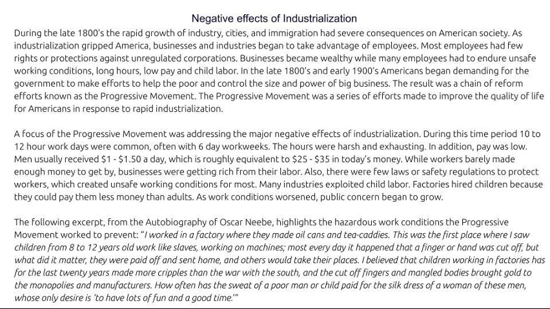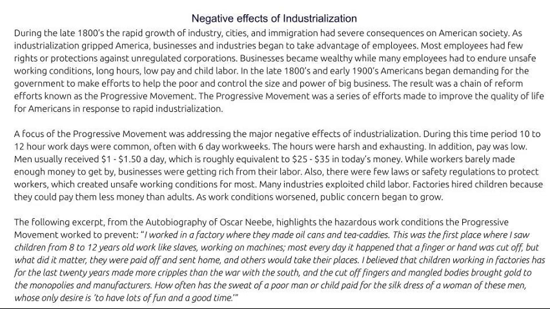During this time period, 10 to 12-hour work days were common, often with 6-day work weeks. The hours were harsh and exhausting. In addition, pay was low. Men usually received $1 to $1.50 a day, which is roughly equivalent to $25 to $35 in today's money. While workers barely made enough money to get by, businesses were getting rich from their labor.